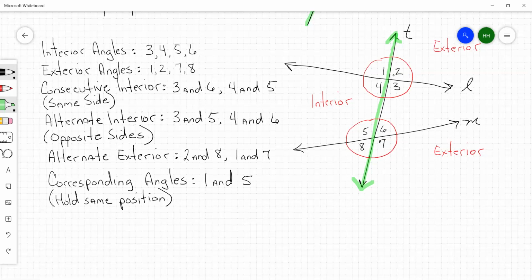So what angle corresponds to 4? 4 and 8, very good. And then we've got angle 2. What corresponds to 2? 6. And then we've got angle 3, and it corresponds to 7.